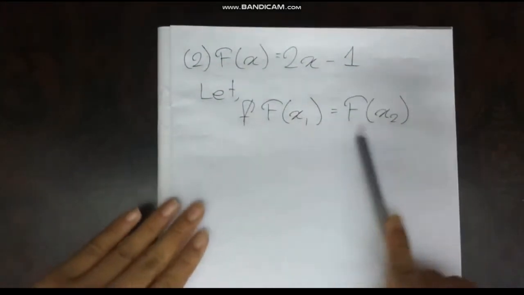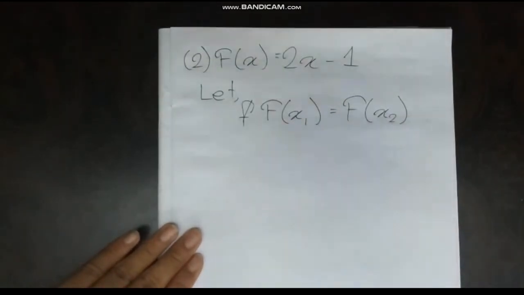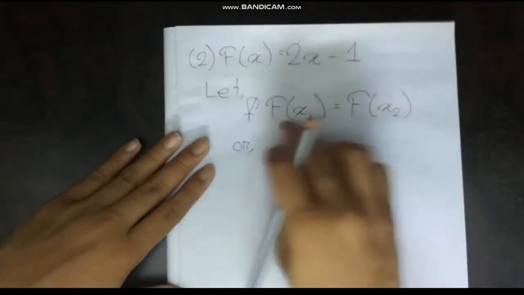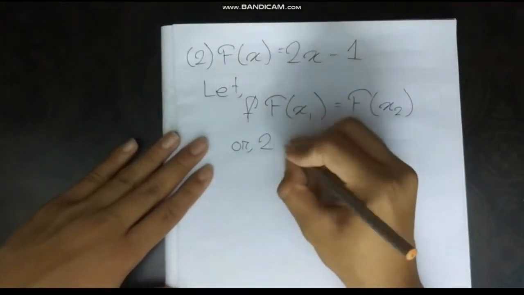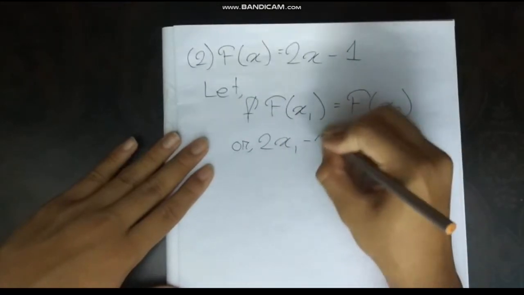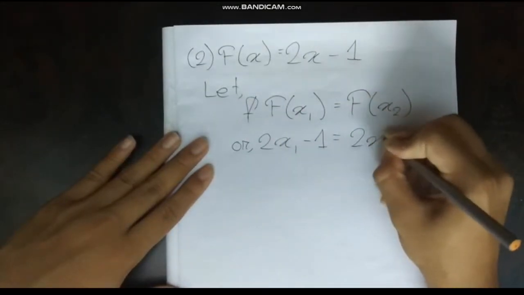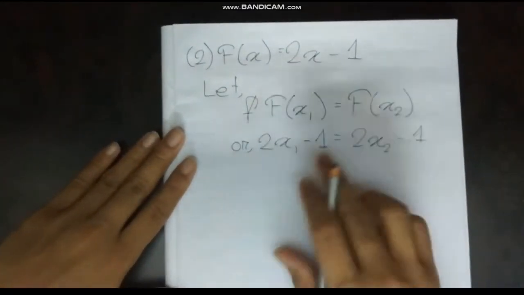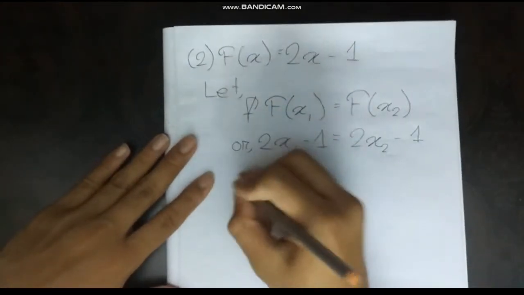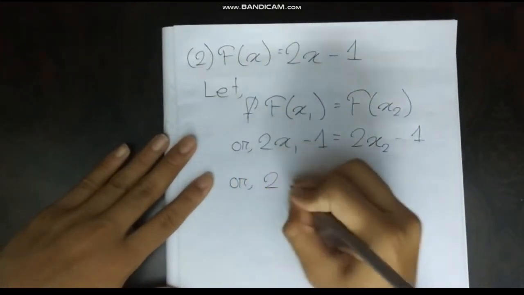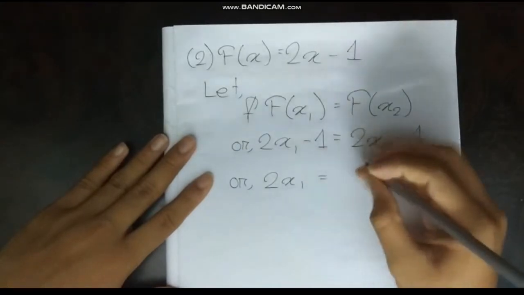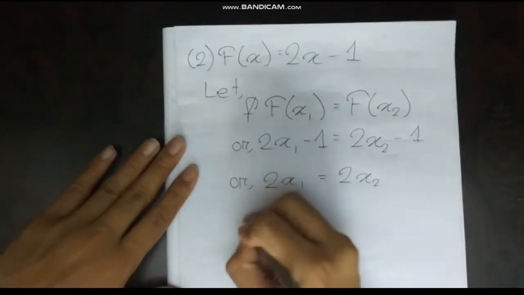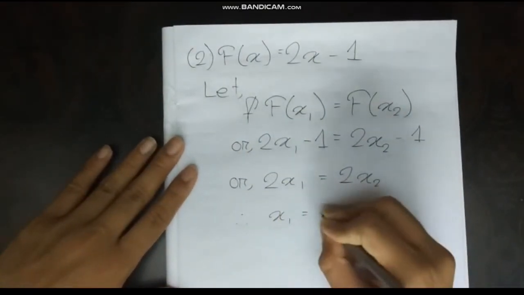If x sub 1 is equal to x sub 2, then we can say that this function is a 1, 1 function. Now we put the values of these: 2x sub 1 minus 1 is equal to 2x sub 2 minus 1. Add 1 to both sides, these two ones cancel out, or 2x sub 1 is equal to 2x sub 2. Divide both sides by 2, therefore x sub 1 is equal to x sub 2.